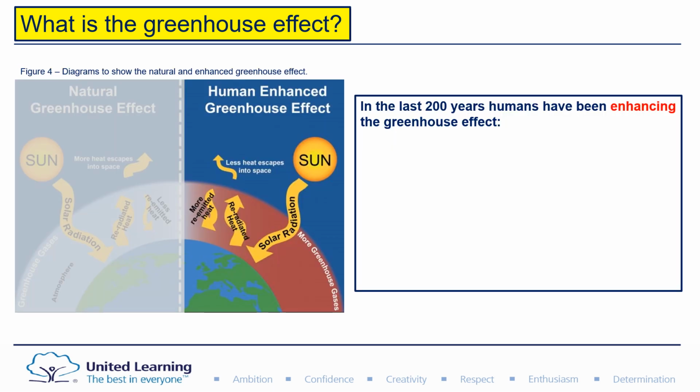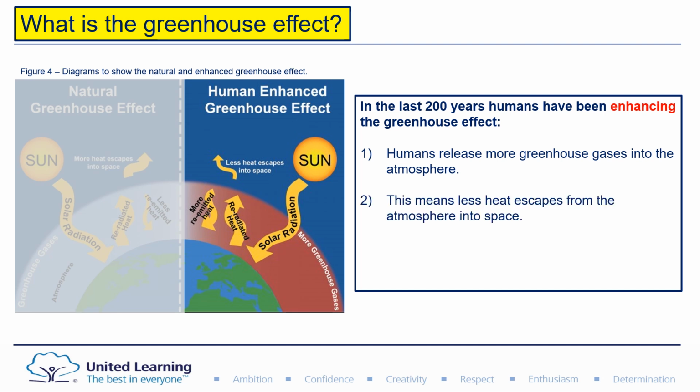The enhanced greenhouse effect has happened over the last 200 years. Humans release more greenhouse gases. This is crucial to get down. This means that less heat escapes from the atmosphere into space, so there's now more heat in the atmosphere, which means global warming occurs.